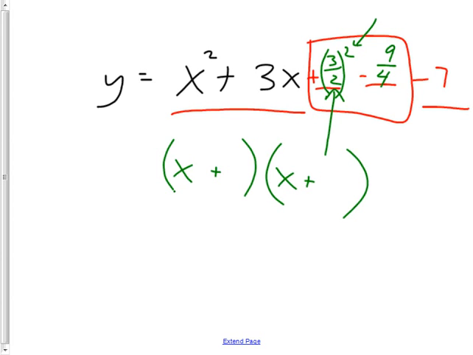No, not the squared part. Just the 3 over 2. You see how that came in handy? All right. The reason I'm showing you this is that you got to be able to handle things like this.